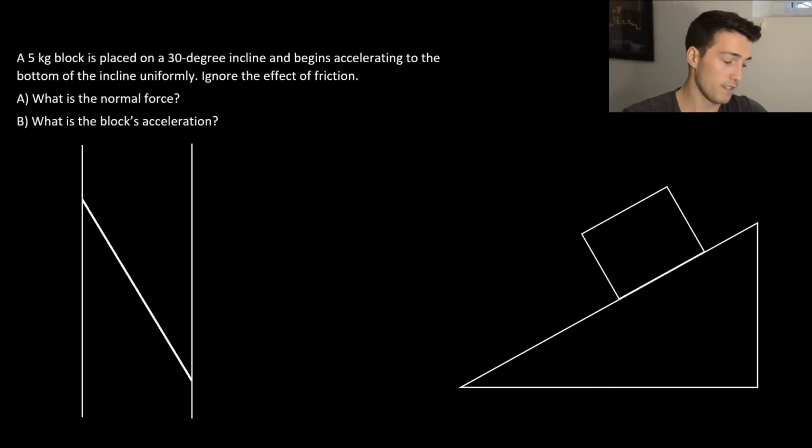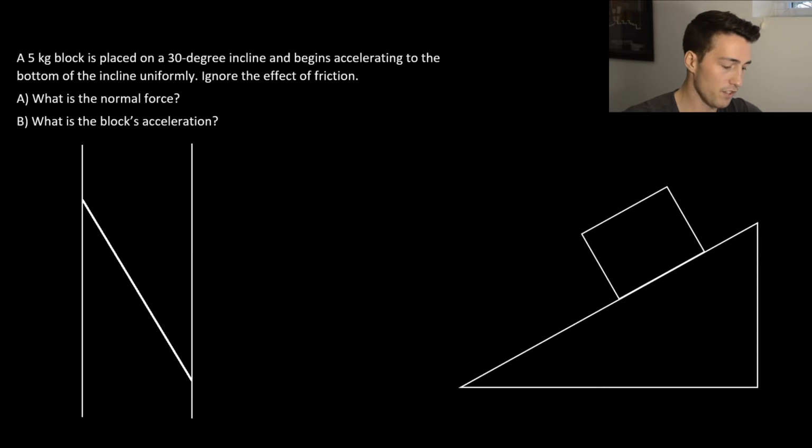In this problem, it says we have a 5 kilogram block placed on a 30-degree incline, begins accelerating to the bottom of the incline uniformly, and then we say ignore the effect of friction. It asks what's the normal force and what is the block's acceleration.